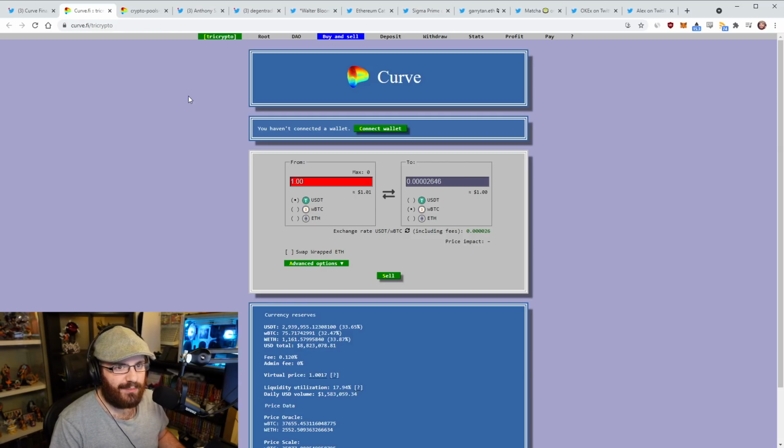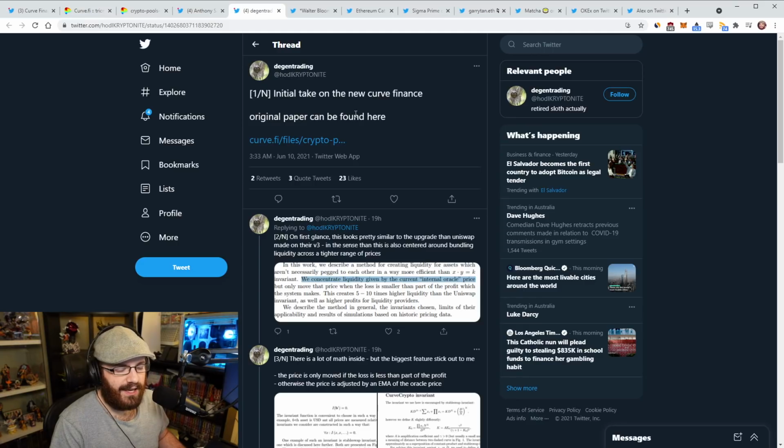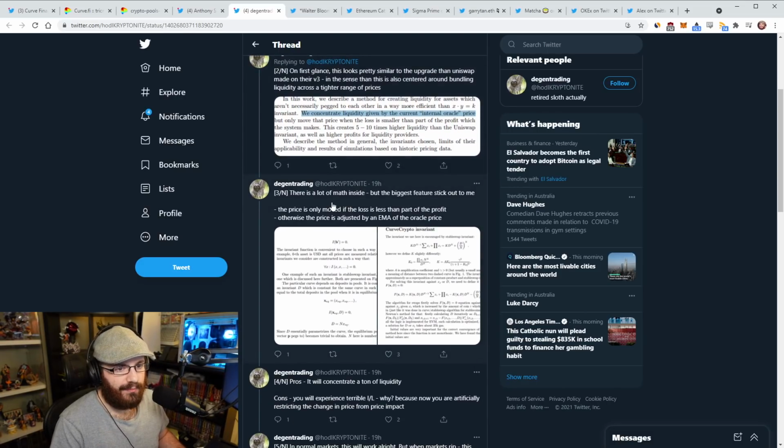So this may sound similar to something like Uniswap V3's concentrated liquidity. And that's exactly what Degen Trading is saying here, that it's similar to V3 because they concentrate liquidity into a certain range. Based on Degen Trading's reading of the math, the price is only moved if the loss is less than part of the profit. Otherwise, the price is adjusted by an exponential moving average of the Oracle price. Now, in plain English, it seems like they're using part of the trading fees to keep the price within a certain range and basically offset some of the impermanent loss. I think I might be wrong here.